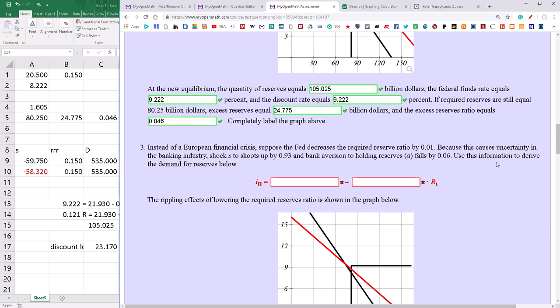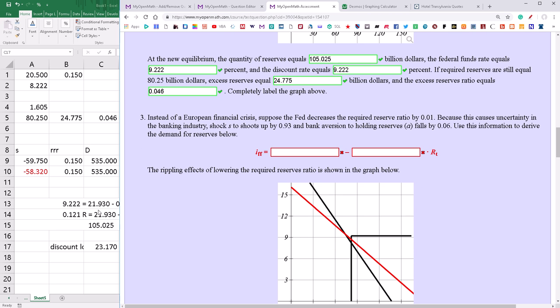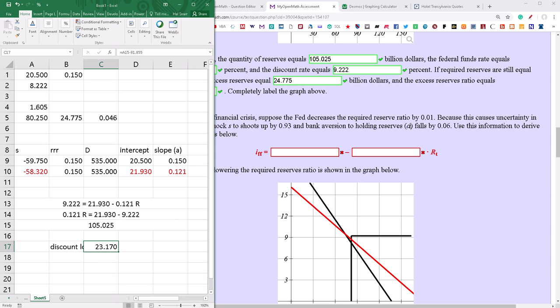Now, suppose instead of a European crisis, the Fed decreases the required reserves ratio by 0.01. So the Fed is going to decrease the reserve required ratio. I'm doing that over here in Excel. So I'm reducing this value by 0.01. So the new required reserves ratio is 0.14.